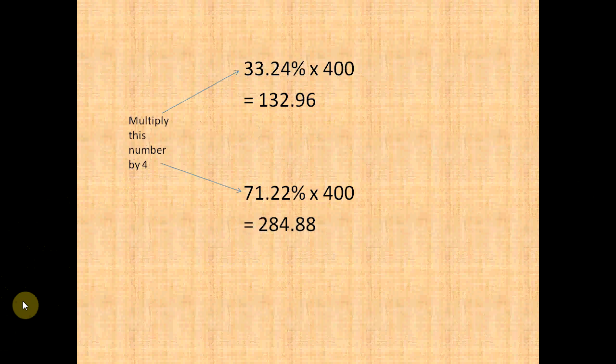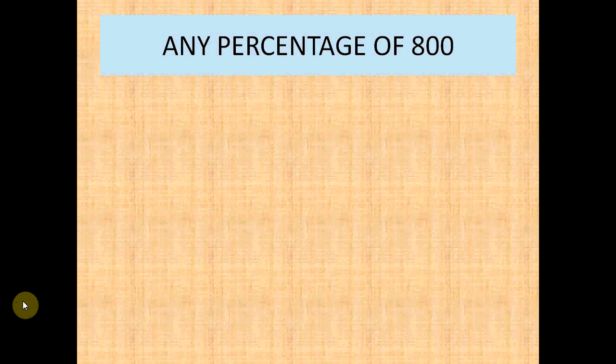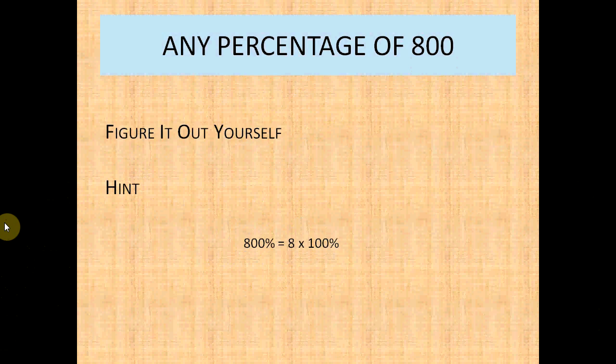Now, let's move on to calculating any percentage of 800. But again, I'd like you to figure it out yourself. You might have already figured it out, because 800 is nothing but 100 into 8. So the factor of 8 will be used over here. But for the sake of formality, let me give you the hint. The hint is 800% is equal to 8 into 100%. So you can bring this 8 forward. I've literally given it to you.